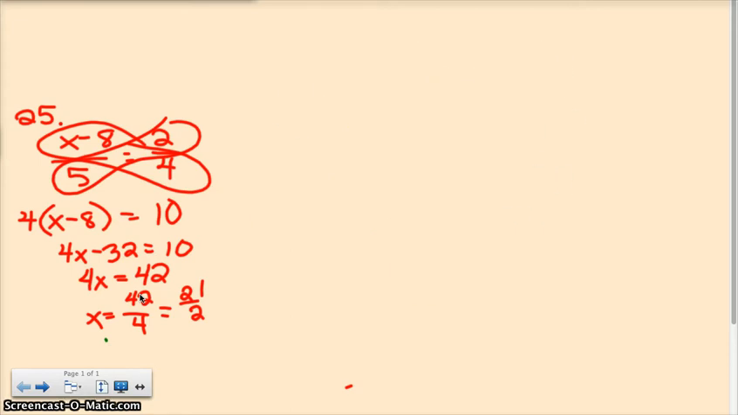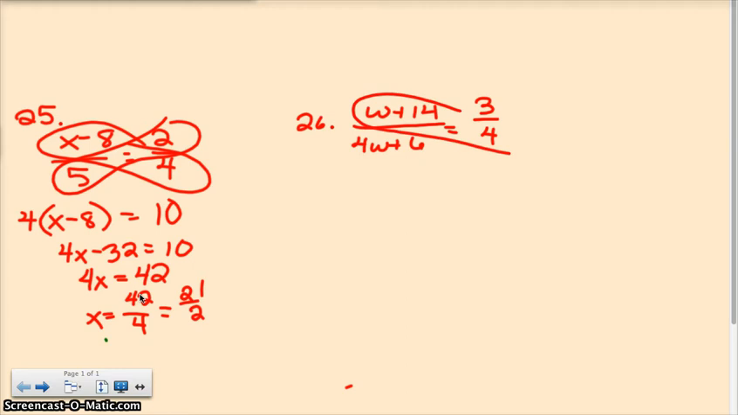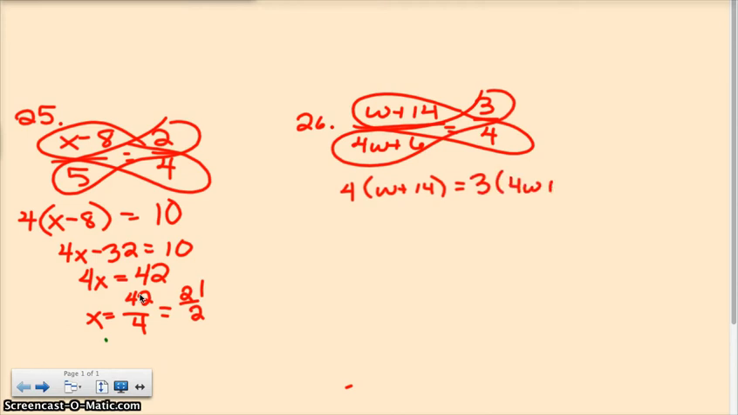26. w plus 14 over 4w plus 6 equals 3/4. Cross producted, 4 times w plus 14 is equal to, cross product again, 3 times 4w plus 6. Distribute. 4w plus 4 times 14, which is 56, is equal to 3 times 4, which is 12w, plus 3 times 6, which is 18.